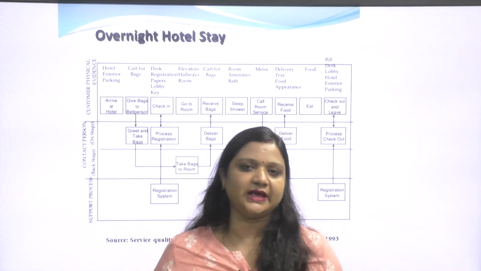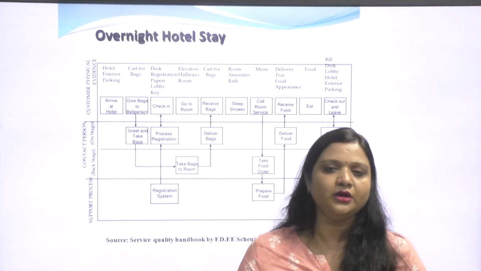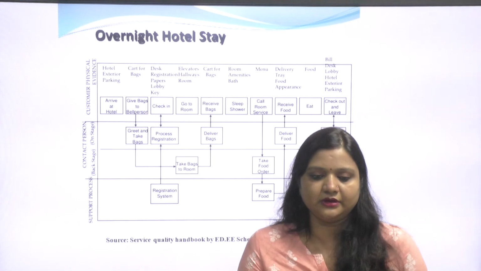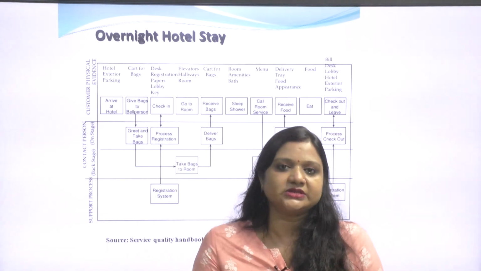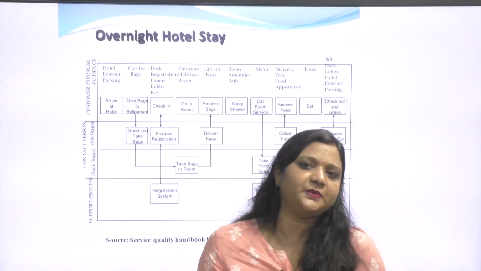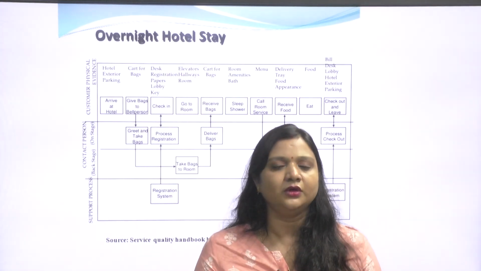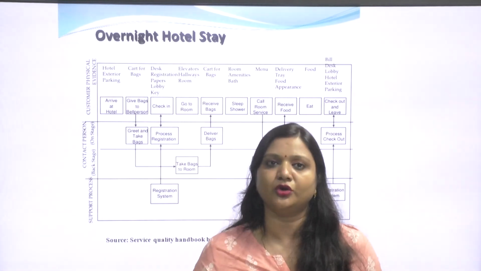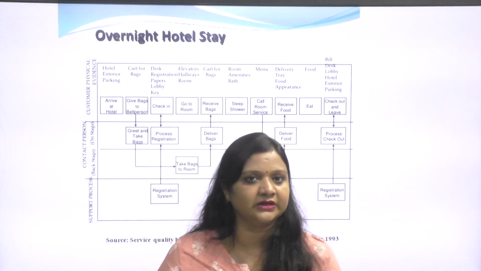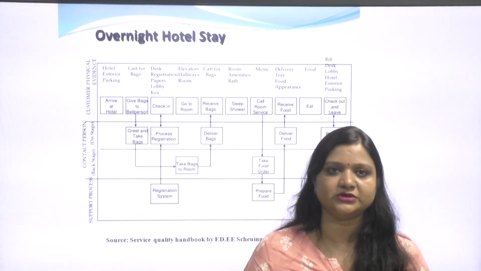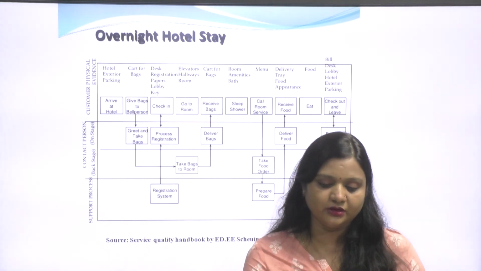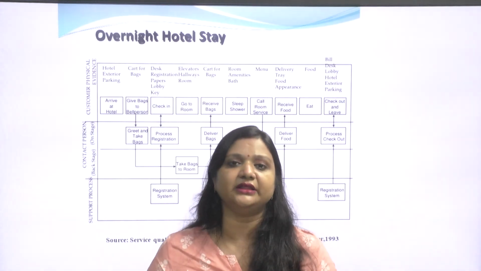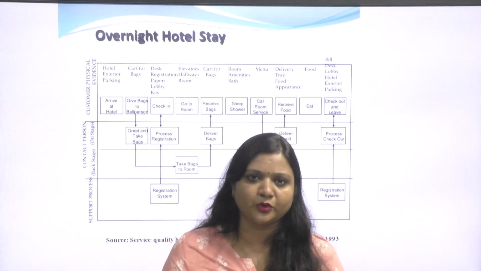So I have taken one example of a blueprint of an overnight hotel stay. Hotel is what? A type of service firm. And we as customers, if we take the services of a hotel, if we have gone somewhere and take a hotel, what is the purpose behind that? Obviously we want to take some rest in that particular hotel. So, in order to avail that particular service, we have to follow this particular process. Like if you see, there are front counters where we can interact and ask our queries regarding the availability of the room, regarding the facilities provided by the hotel.